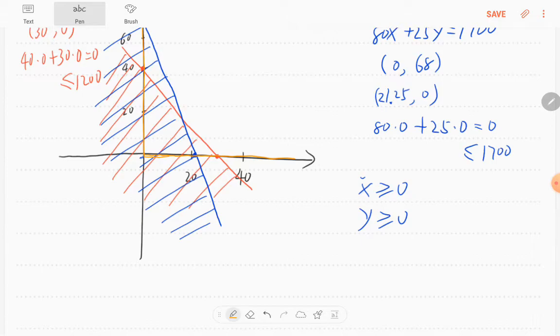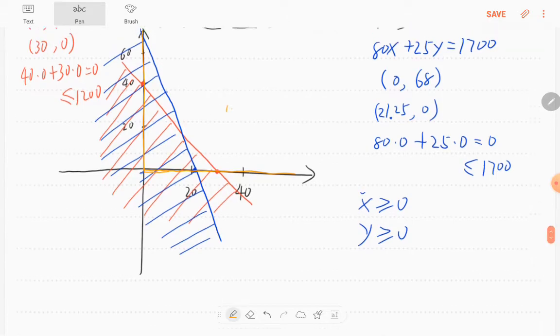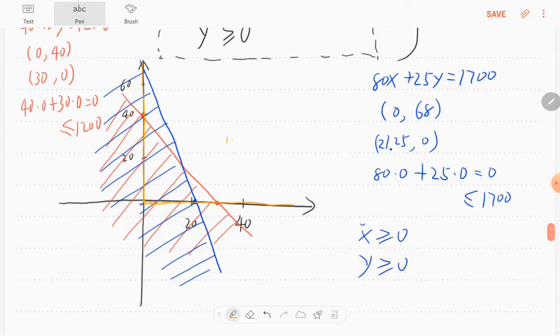The xy axes divide our plane into 4 parts. This is the first part, right? This part. So the common part would be the purple region. This is the boundary of the purple region.